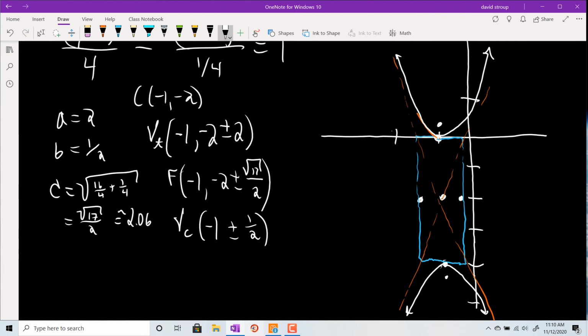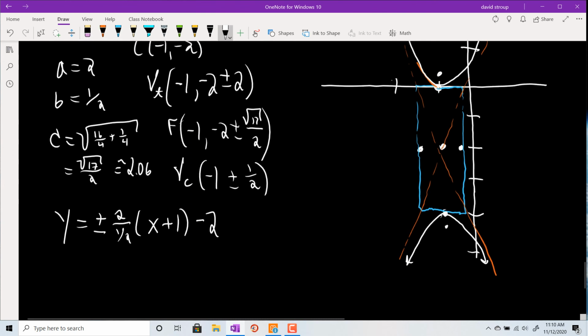Move the page there a little. I need formulas for my asymptotes, potentially. So y will equal, this time the slope of the thing will be up a and then over b. So plus or minus a over b, which will be 2 all over 1/2, times x minus -1, so x plus 1, plus -2, so minus 2. Let's rewrite that a little bit. 2 over 1/2 is the same as 2 times 2, which is 4. So y is plus or minus 4 times (x plus 1) minus 2. And I think that'll do it.